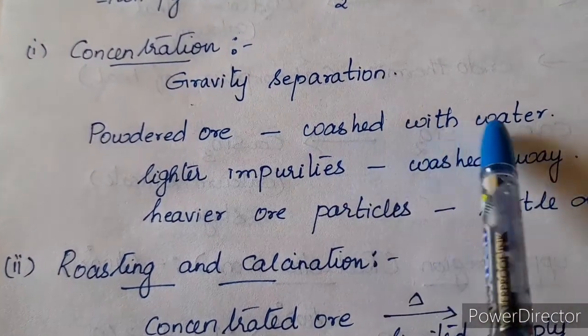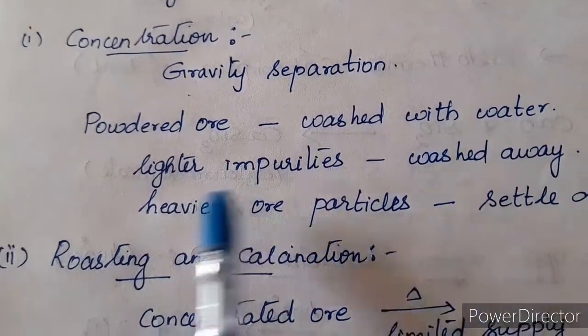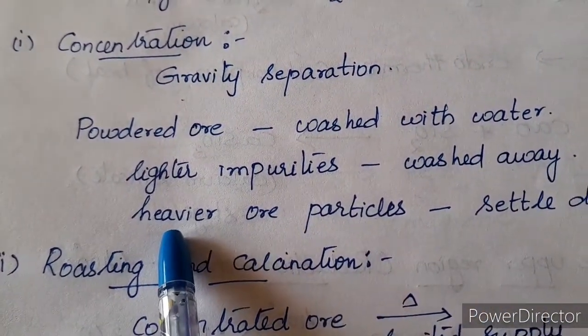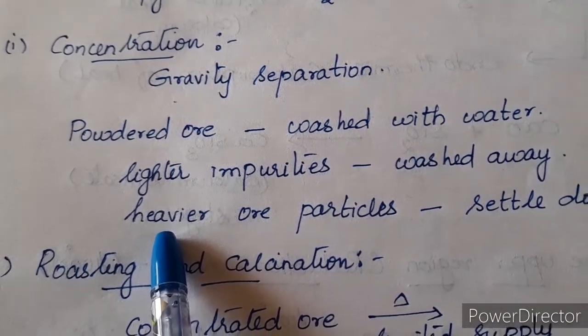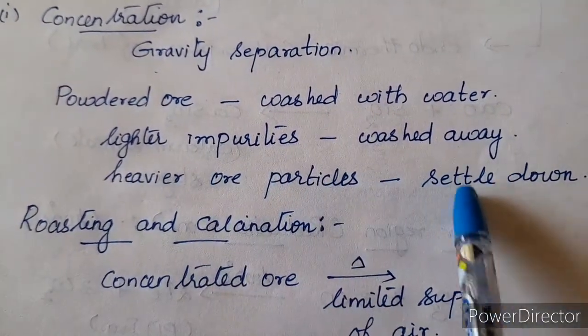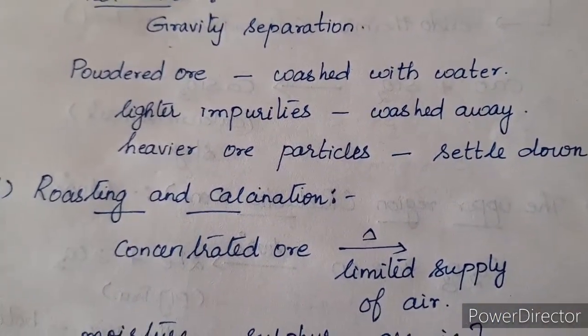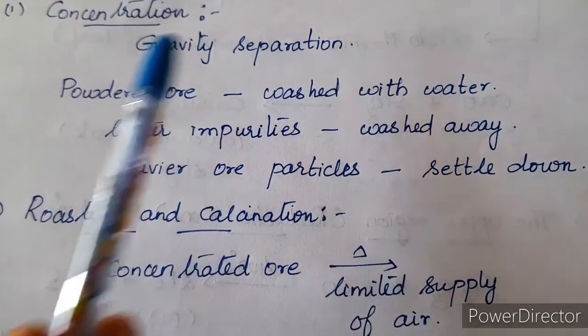Now, when it is washed with water, the lighter impurities will be washed away with the water, and the heavier ore particle settles. The iron is a heavier ore particle, isn't it? So this settles at the bottom. So the iron is concentrated using the gravity separation process.